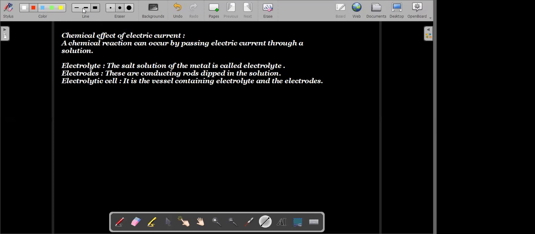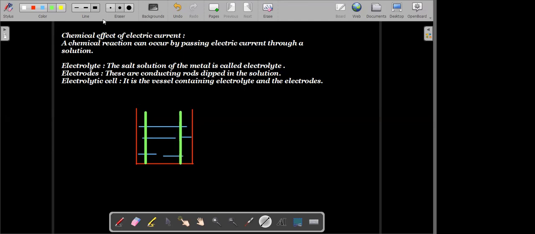For example, here if I make the chamber like this. So this is a chamber. It contains an electrolyte. An electrolyte is a solution of the metal. Then you have metal electrodes which are dipped in it. So we consider here two metal electrodes dipped in the solution. They can be either metal electrodes or carbon electrodes.